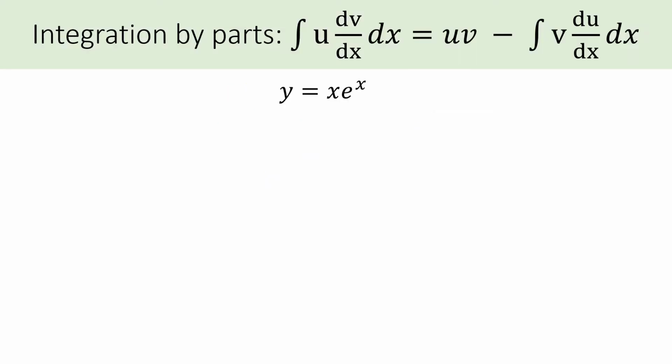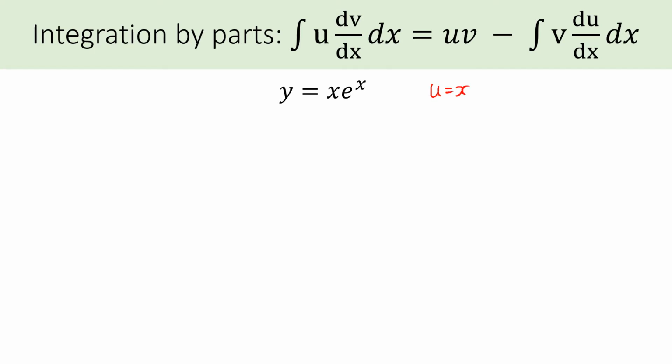Now I'm going to leave that up at the top of the screen. We're going to run through a few examples of how this works, and we're going to talk about when you would pick things to be different parts of it. But the idea is that integration by parts can be used to integrate anything which is two things multiplied together. One of them is u and one of them is dv dx, and we can rearrange them to get the statement on the right. So let's use y equals x e to the x as our example.